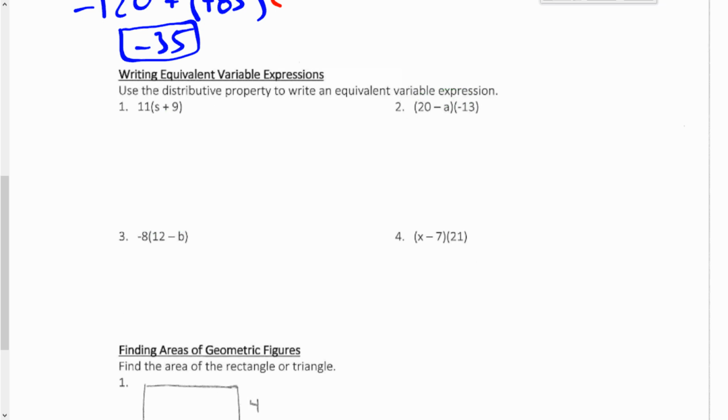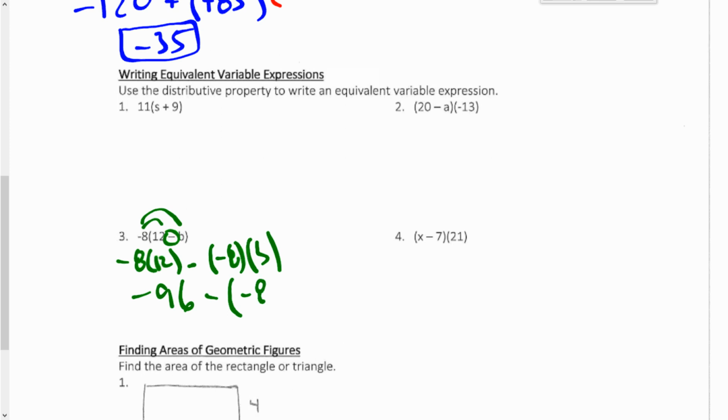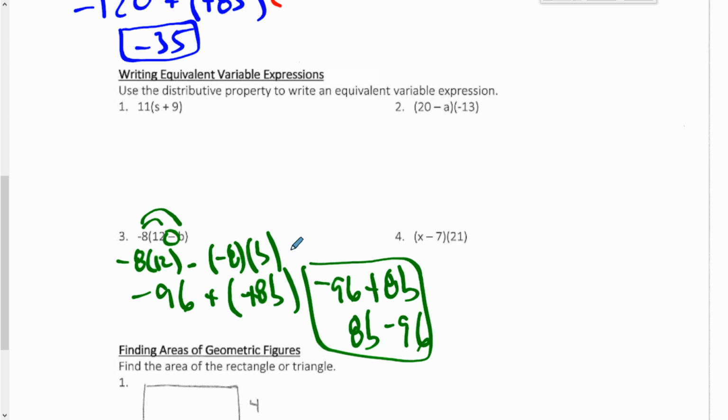All right, I'm going to erase those just to give myself some more room. And then we can look at number 3. So we're going to distribute the negative 8 to the 12 and to the b. So we have negative 8 times 12, the subtraction from inside the parentheses, and then we have negative 8 times b. So negative 8 times 12 is negative 96, minus negative 8 times b is negative 8b, and then subtracting a negative is the same as adding a positive. So we'll have negative 96 plus 8b. Again, if we want to, we can write that 8b minus 96. It'll be the exact same thing. These are the same answer. All right, I'm going to leave number 4 for you guys to try on your own.